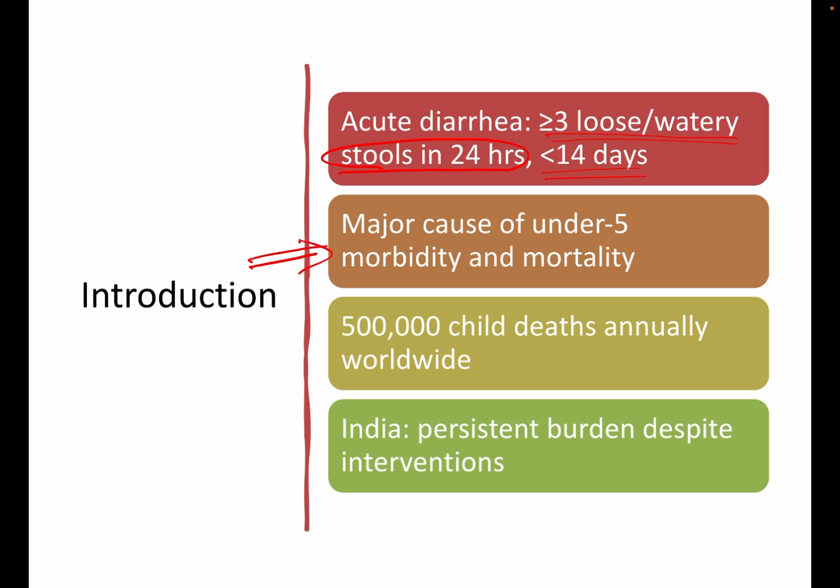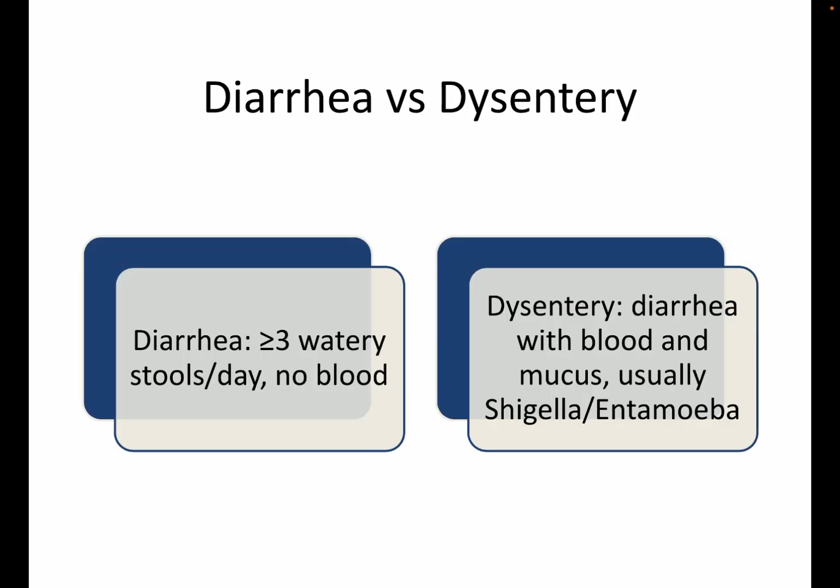Close to 500,000 children die annually worldwide because of diarrhea. And in India, it is a persistent burden despite interventions. So, the difference between diarrhea and dysentery is quite important. In diarrhea, there will be greater than or equal to 3 watery stools per day, but no blood. Whereas dysentery is diarrhea with blood or mucus, usually caused by Shigella or Enterovirus.